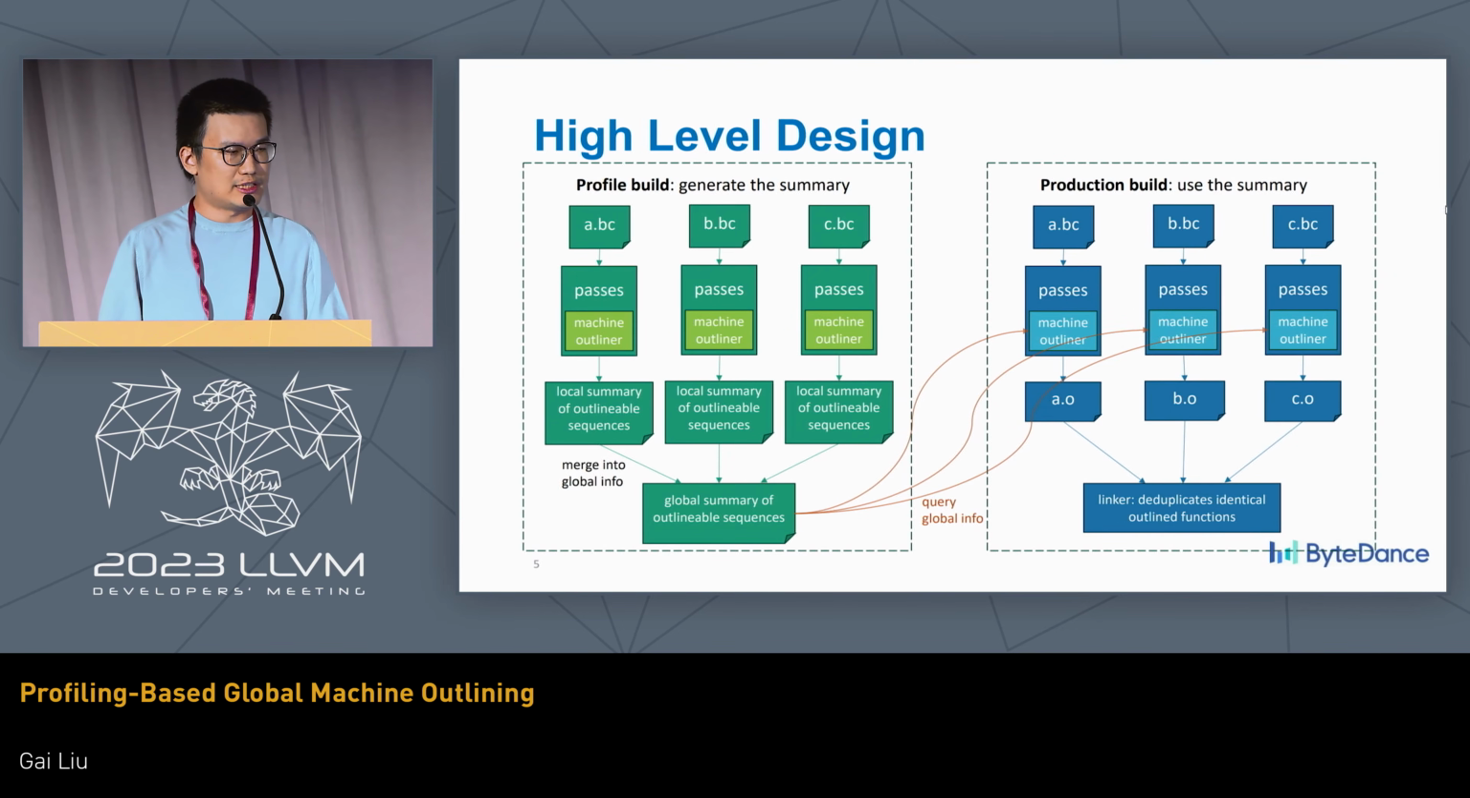And here's a high-level design of the flow. On the left side, like I described, in the profile build, we generate a local summary, and we have an offline step to merge them into a global summary. And during the production build, the only overhead is to read this global summary. All the other steps are basically the same. We run everything in parallel.